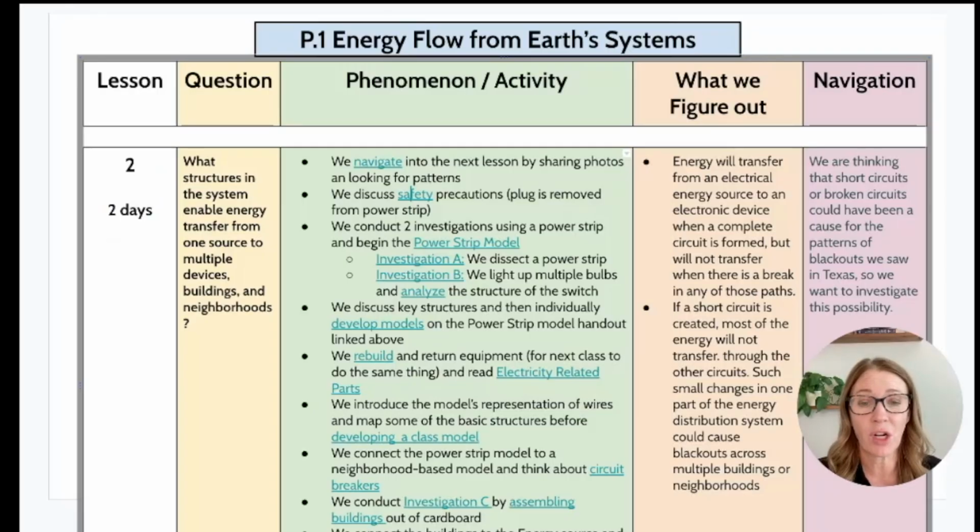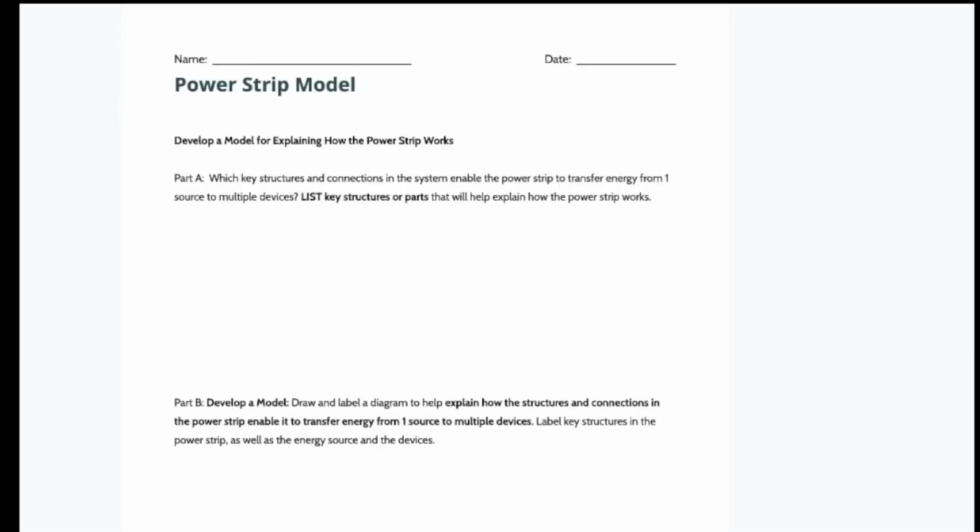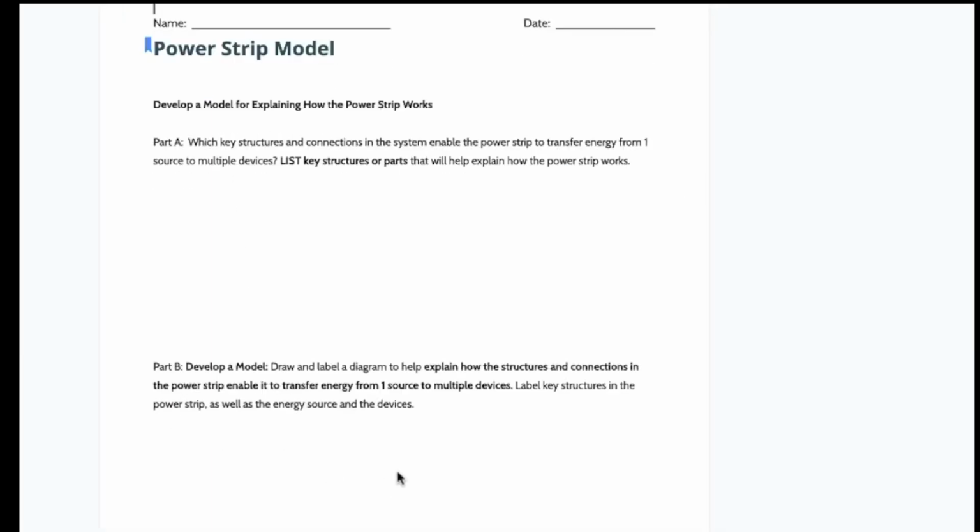So once we've talked about that, and I'll talk about it in the prep, please make sure that you've cut the end of the power strip off that plugs into a wall so kids can't accidentally plug it in. Then you're going to conduct 2 investigations, and you're going to begin with this handout. And you can see on the handout that there's 2 parts to it.